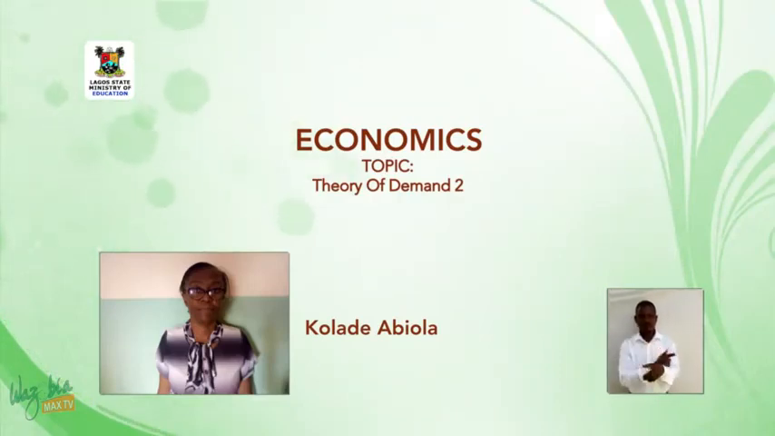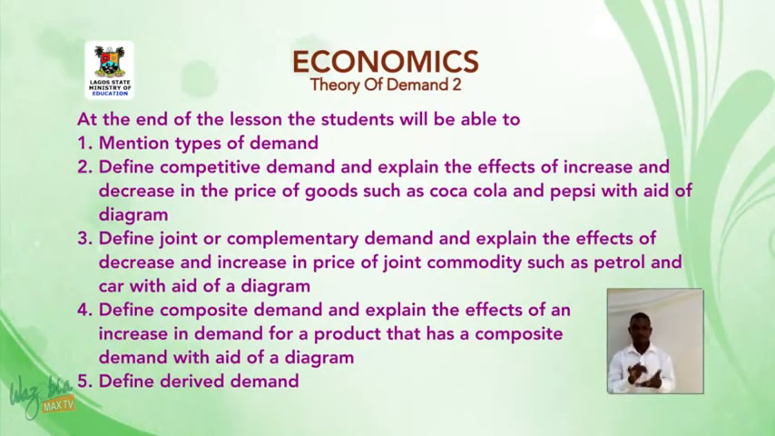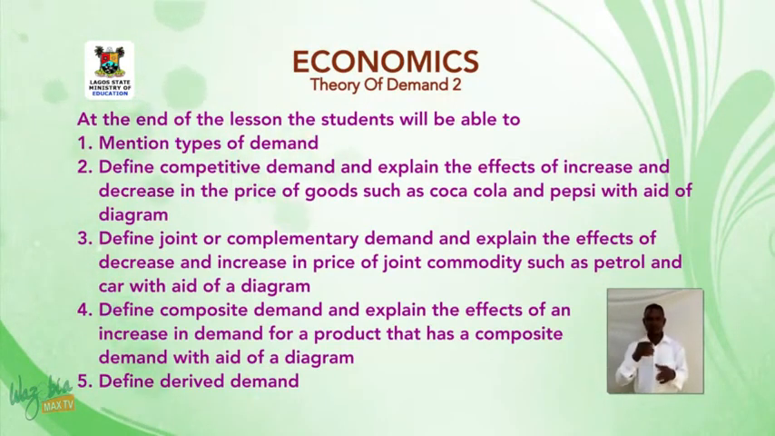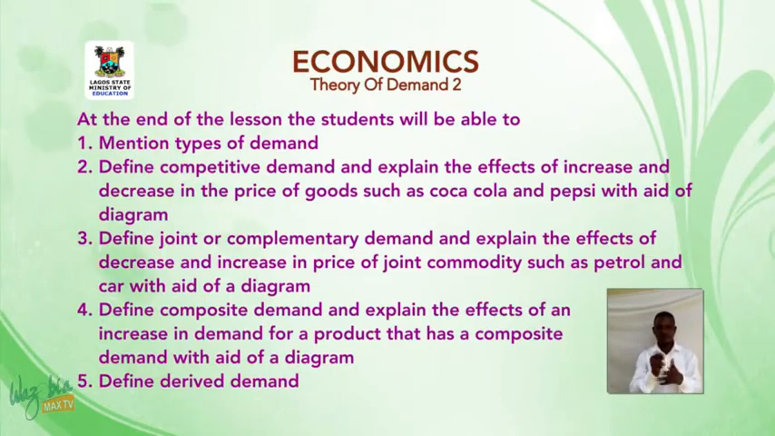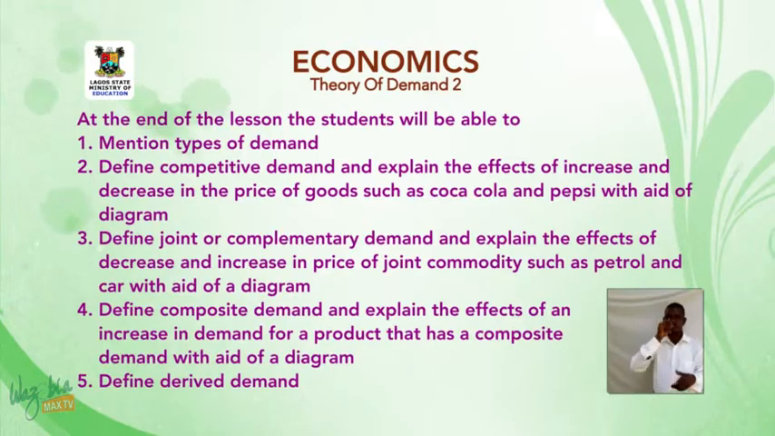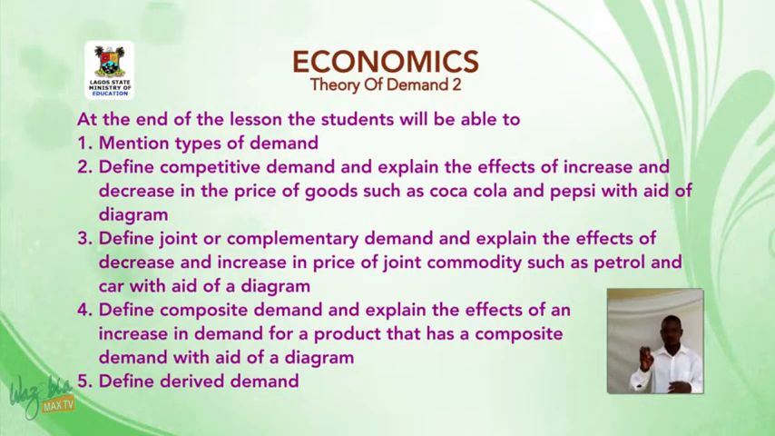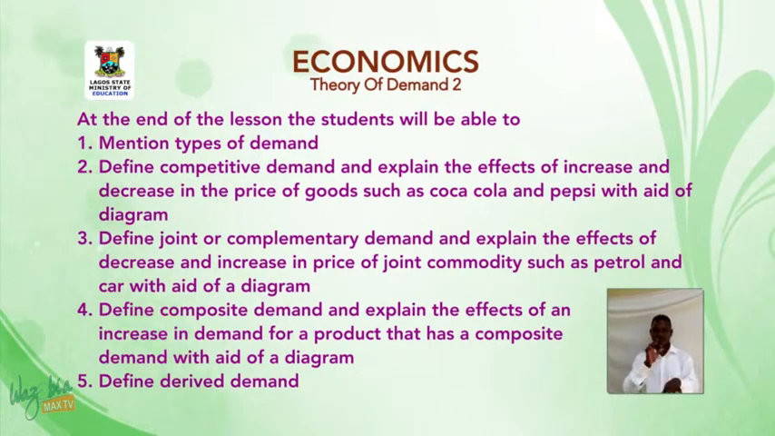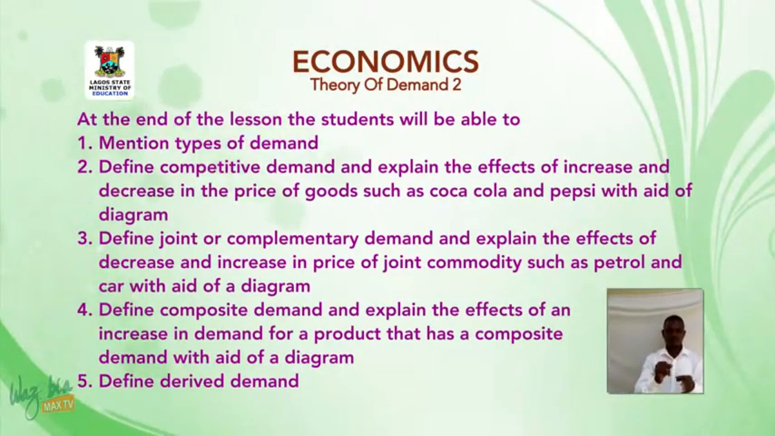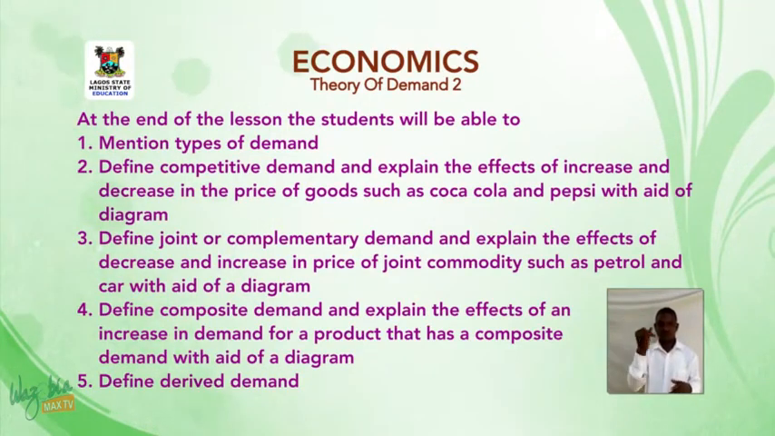At the end of the lesson, the student will be able to: 1. Mention types of demand. 2. Define competitive demand and explain the effects of increase and decrease in the price of goods such as Coca-Cola and Pepsi-Cola with the aid of a diagram. 3. Define joint or complementary demand and explain the effects of decrease and increase in the price of joint commodity such as petrol and car with the aid of a diagram.